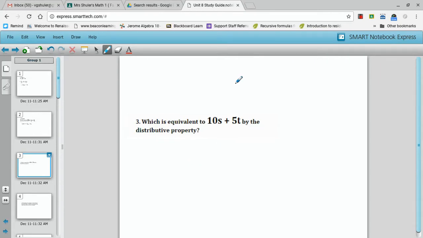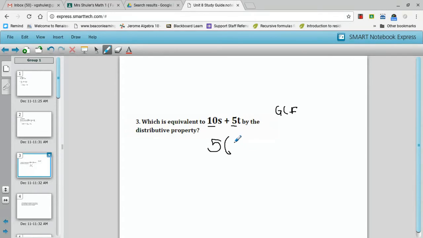Number 3, which is equivalent by the distributive property? Well, we're going to pull out our GCF. What is our GCF? Our greatest common factor. So GCF, what do they both share? Well, it looks like in 10 and 5, they both share a 5. So I want to pull out a 5. And then remember, once you pull it out, you must divide by that 5.